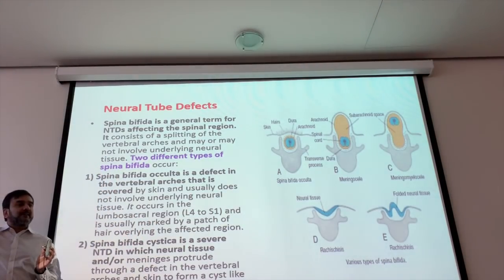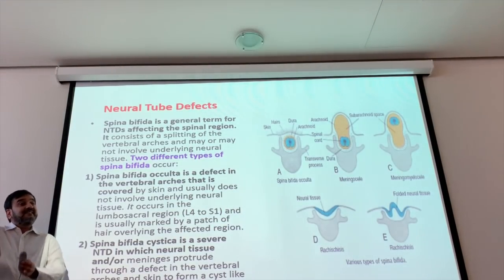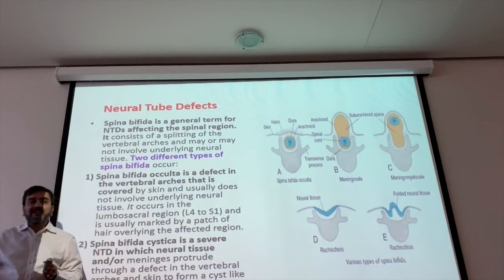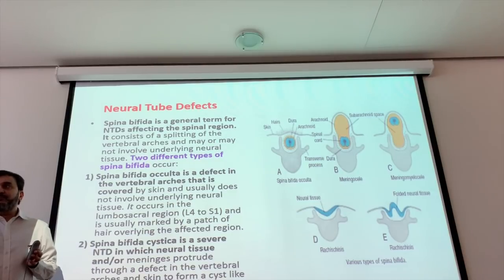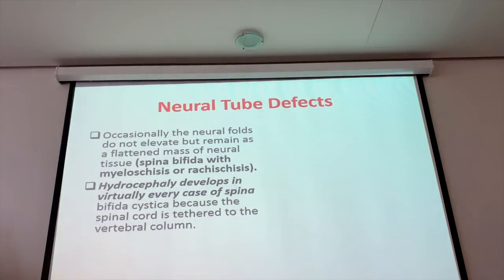Similar to what you have learned in the GI system, where you have gastroschisis. If you remember, in gastroschisis, the intestines are outside without any covering. Similarly, in rhexis, the nervous tissue is exposed to the outside without meninges, without any skin covering, nothing. Okay? It's a type of neural tube defect.